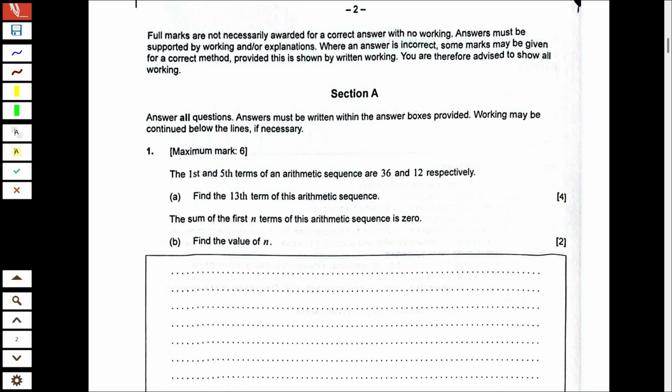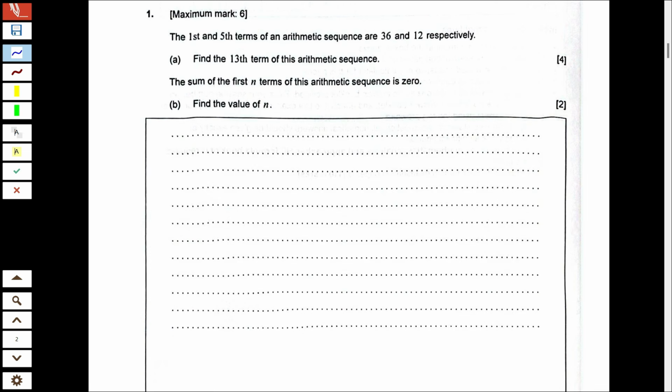The first and fifth terms of an arithmetic sequence are 36 and 12 respectively. Find the 13th term of this arithmetic sequence. It's given that a sub 1 is 36 and a sub 5, the fifth term, is 12.